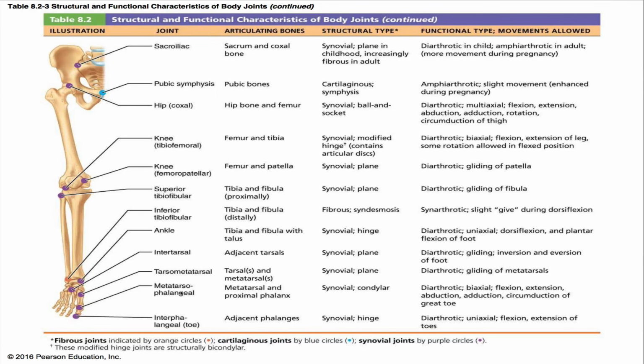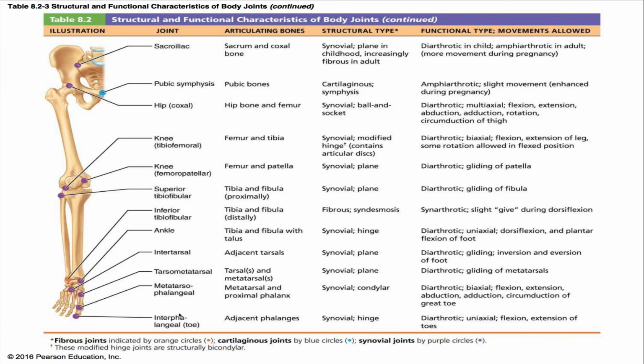Then you have your metatarsophalangeal joints. And what do we have here? Your metatarsals and the proximal phalanx. It's a synovial joint. It's condylar. It's a diarthrotic joint, which allows biaxial motion. You get flexion, extension, abduction, adduction, and circumduction of your toe or your hallux.